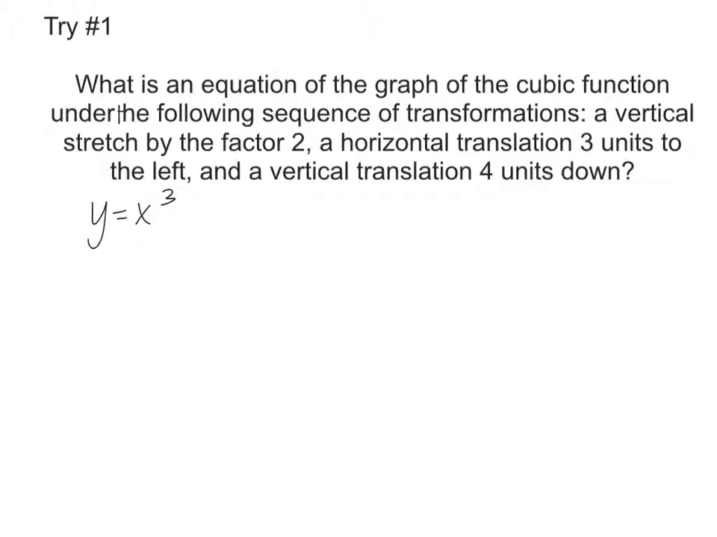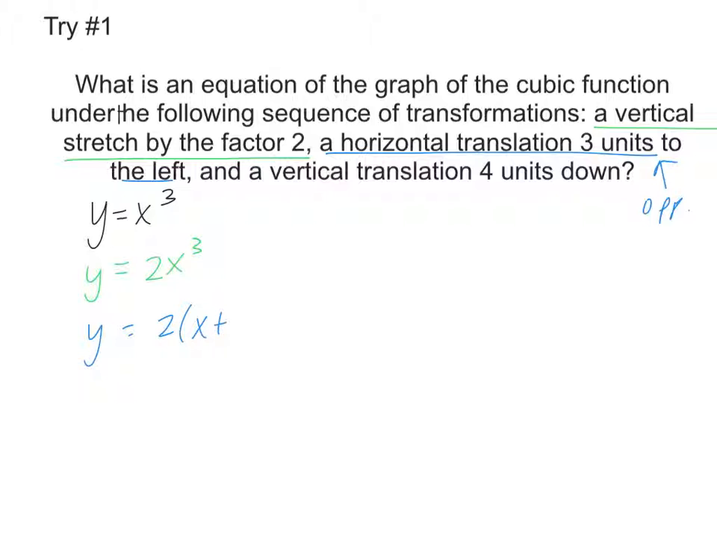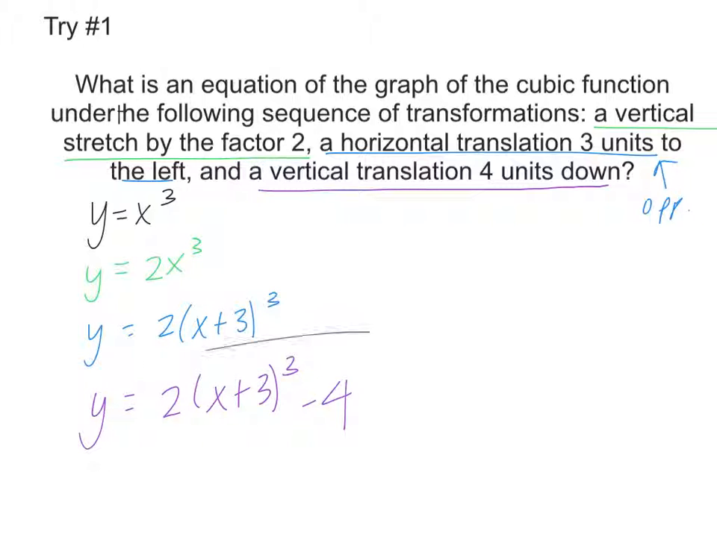A vertical stretch by a factor of 2. Okay, stretch, remember, goes in the front, so that'd be y equals 2x cubed. Then it says a horizontal translation 3 units to the left. All right, that's parentheses and it's opposite. Okay, so that'd be y equals 2 in parentheses x plus 3 cubed. And then the last one says, and a vertical translation 4 units down. So that goes at the very end, and so that's going to be y equals 2 in parentheses x plus 3 cubed minus 4, and we are done.